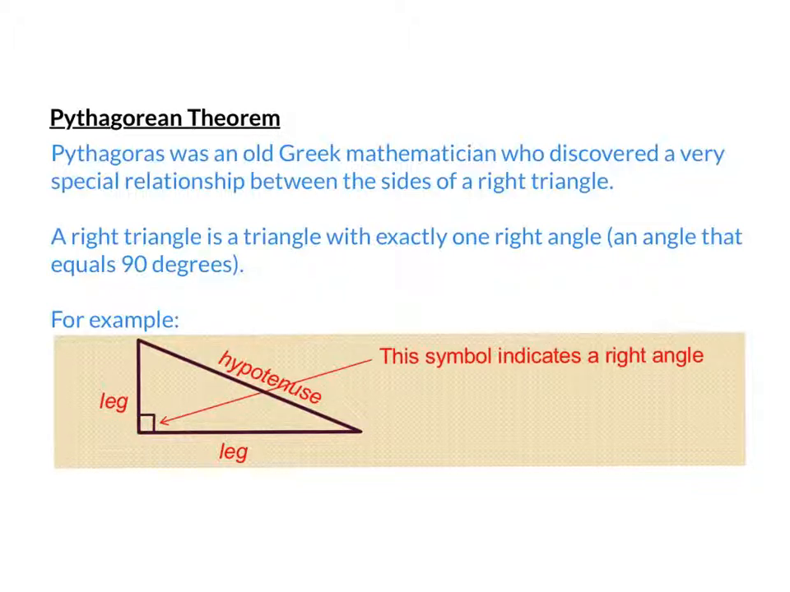Even if it looks like a 90 degree angle, if it's not labeled or it doesn't say in the problem, you can't assume that it is. Okay? This side here is the hypotenuse. The other two sides are called legs. And I'm going to talk more about those definitions and that terminology on the next slide.